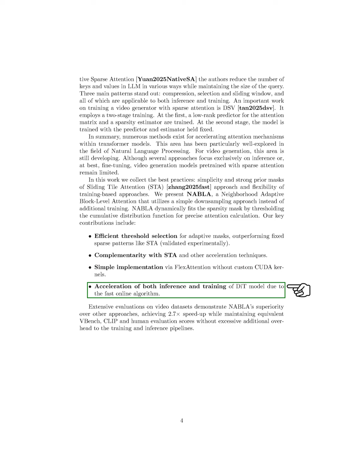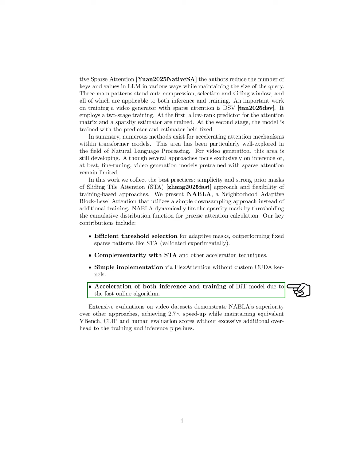Our evaluations on video datasets show that NABLA achieves a significant speed-up while maintaining comparable performance metrics, demonstrating its effectiveness in both inference and training of diffusion models. Section Summary. In this section, we discuss the advancements in diffusion methods for media generation, particularly highlighting the diffusion transformer and its variants, cross-DiT and MMDiT, which improve upon traditional architectures. We introduce NABLA, a novel approach that optimizes attention mechanisms for video generation by dynamically adjusting sparsity masks, achieving significant speed improvements while maintaining performance metrics.